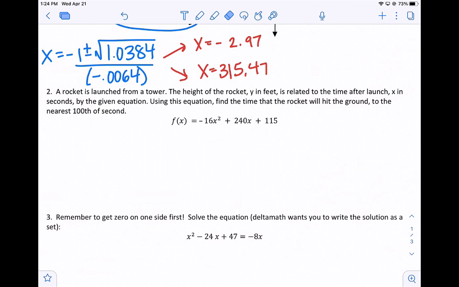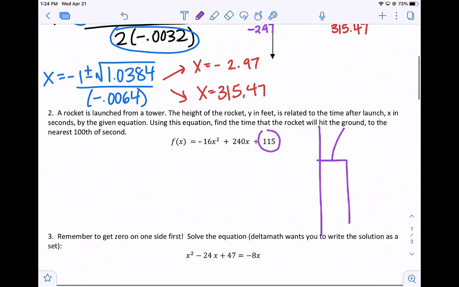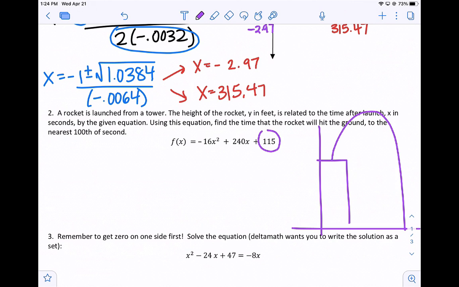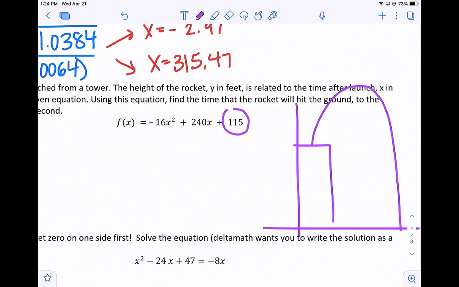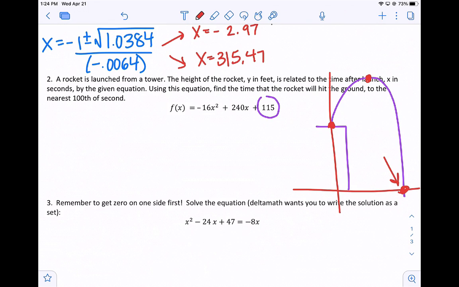Okay, so if the rocket is launched from a tower, here's how tall the tower is, because that's at time 0. It's being launched, it goes up, and then it goes down. Actually, I didn't make my graph too great. Let me redo that. So where it launches from, that's the y-intercept. Then we're looking for where it hits the ground. That's the x-intercept. Here's the vertex. But here's what we want: find the time that the rocket will hit the ground, the x-intercepts.